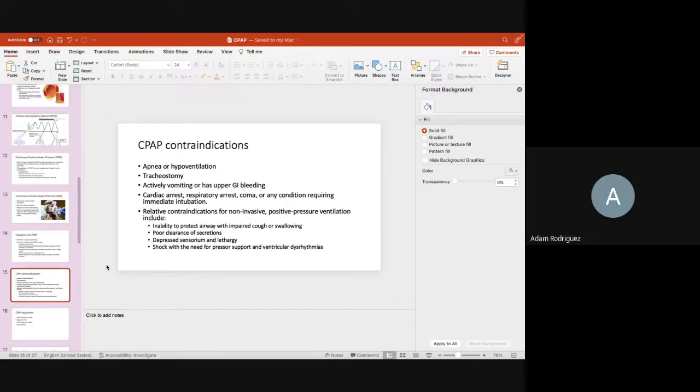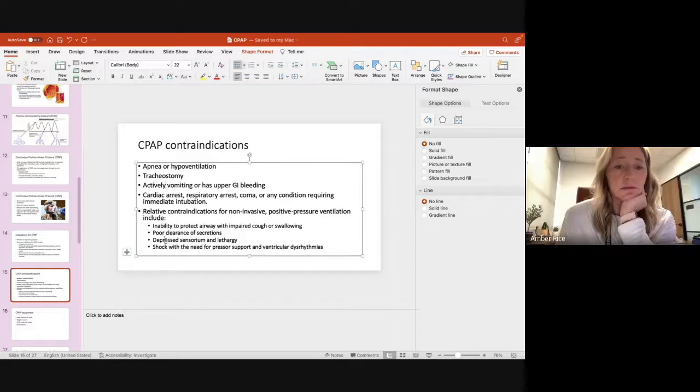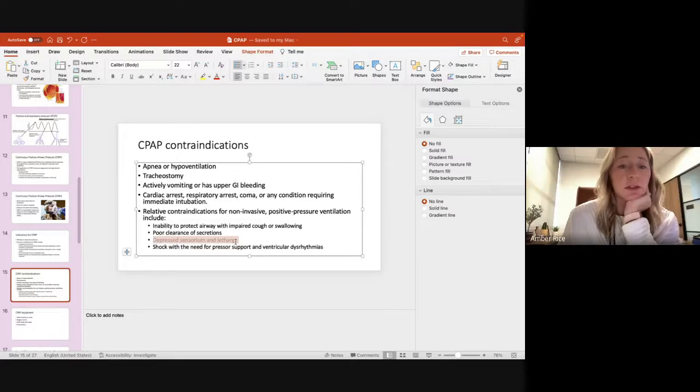I think one of the major contraindications that is also taught in schools is altered level of consciousness. Any altered level of consciousness, which is kind of a direct... Oh, you probably do have in there. Inability to protect the airway. I have it in relative contraindications. Okay, gotcha. My apologies.